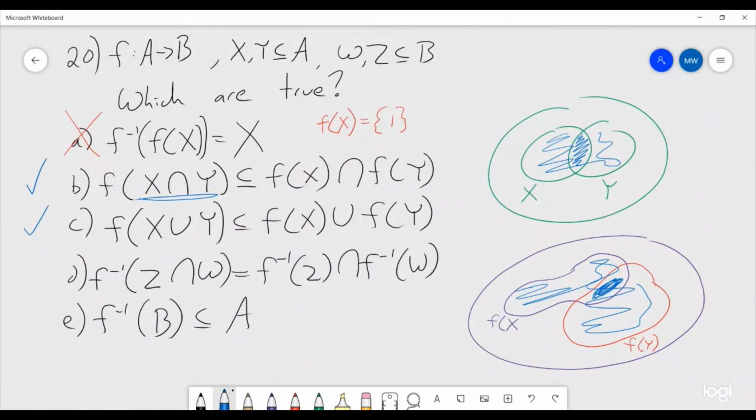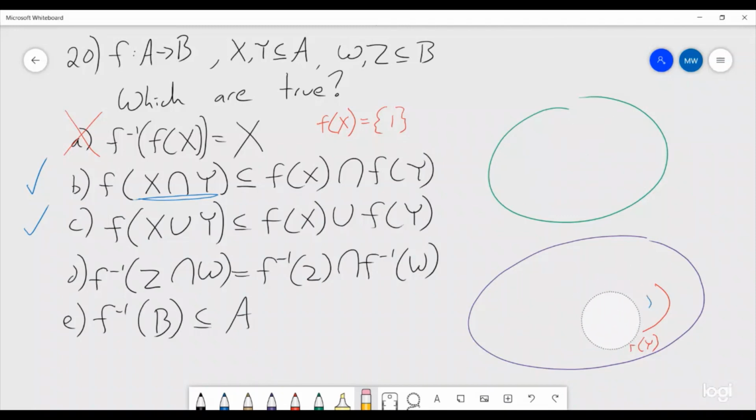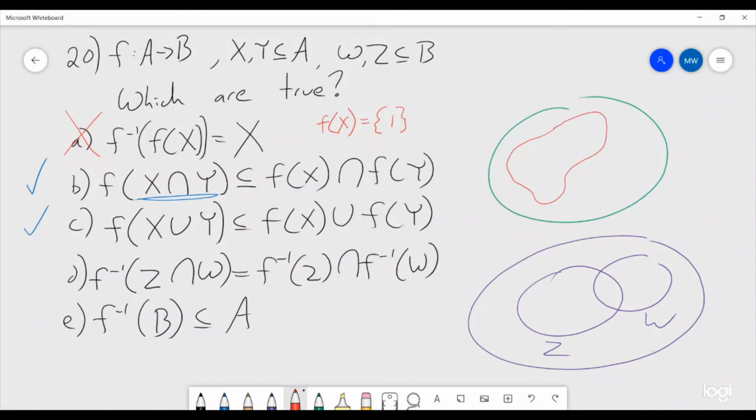Then if we're wanting to do the same thing going the other direction, we would look at the preimage of different sets. So we'd have, there's Z, there's W. The preimage of Z, that's going to be everything that maps to Z. So there is the preimage of Z. And then this is the preimage of W, so everything that maps to W. So if we look at what's in Z and W, the preimage of that, well, it has to be in the preimage of Z, and it has to be in the preimage of W.